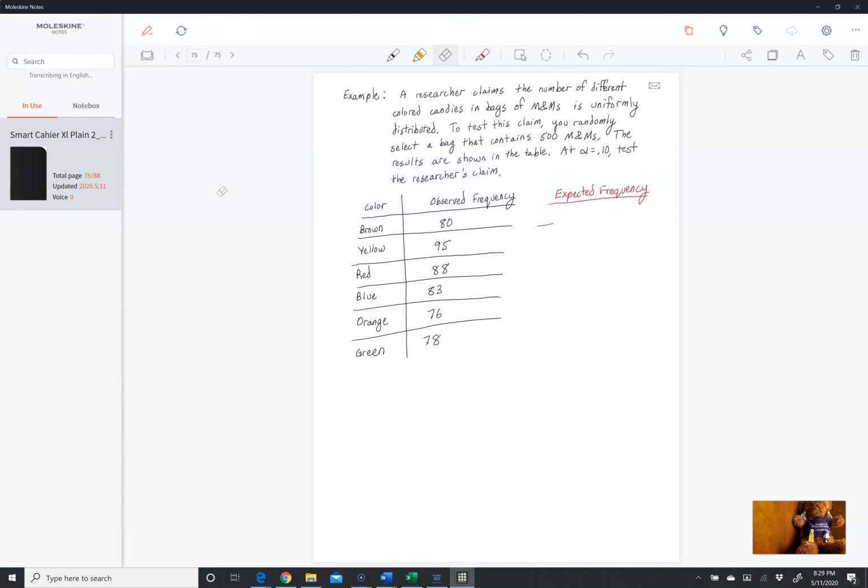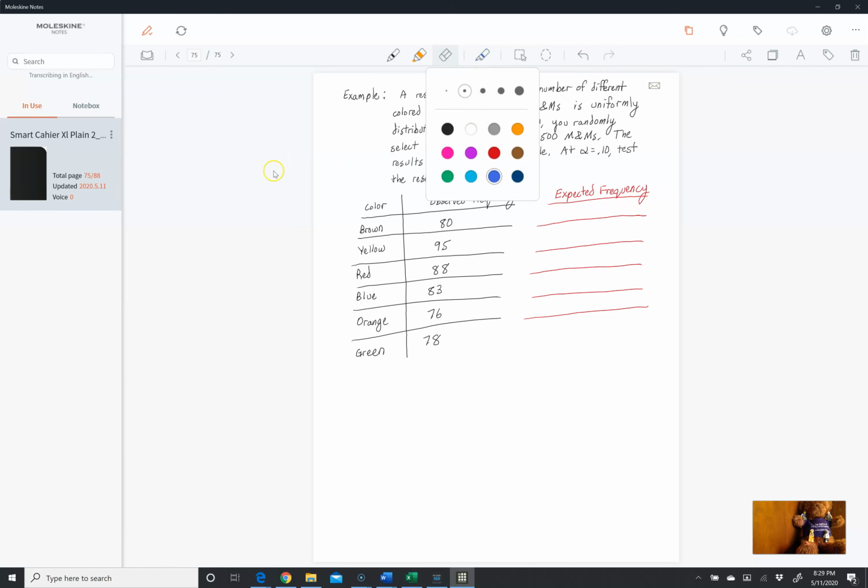Now you have to calculate the expected frequencies. Now here's the thing, right? They don't tell you. You don't get a chart with the expected frequencies like we did. So what do we have to do? This is telling us the expected frequency is the same for every category. Okay, so uniformly distributed means the expected frequency is the same, uniform.